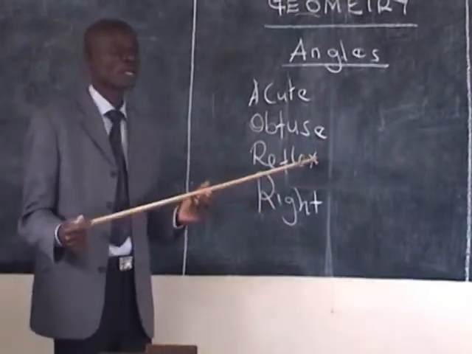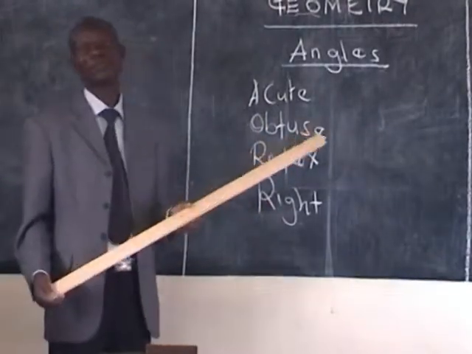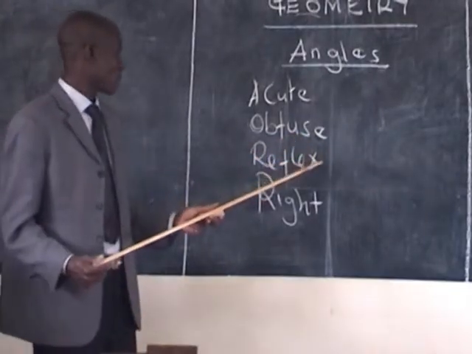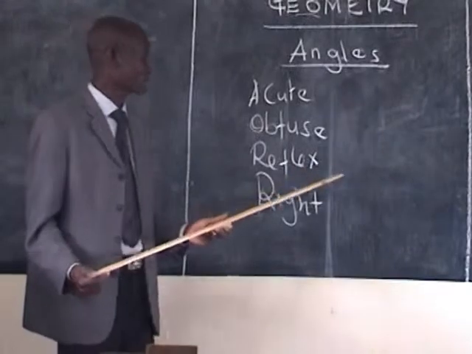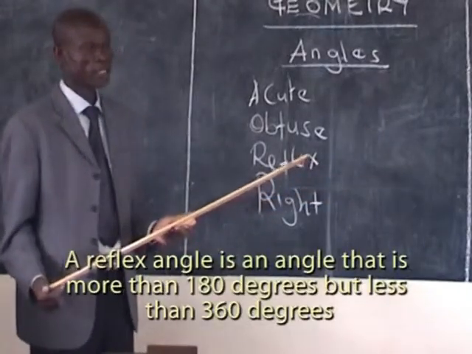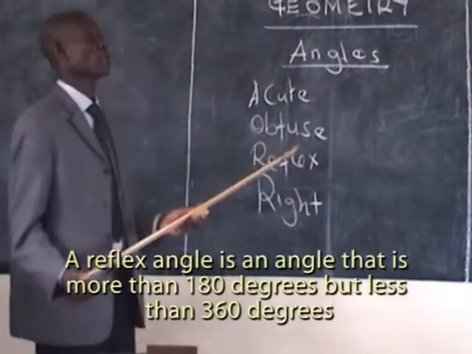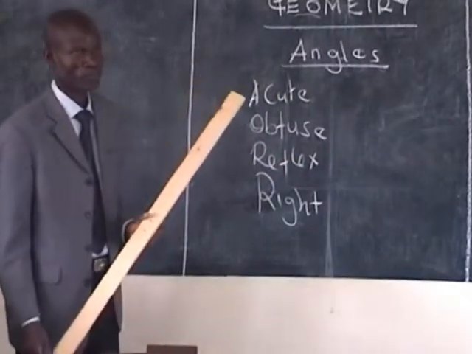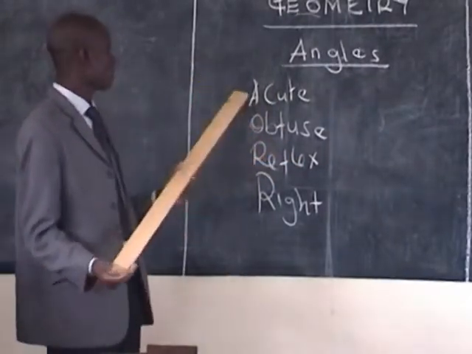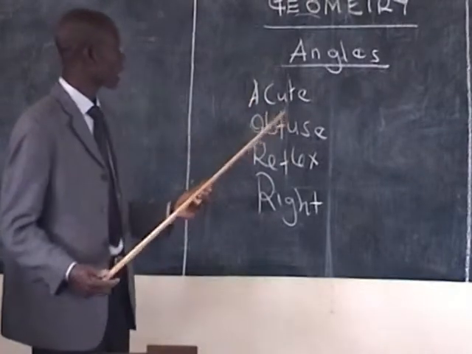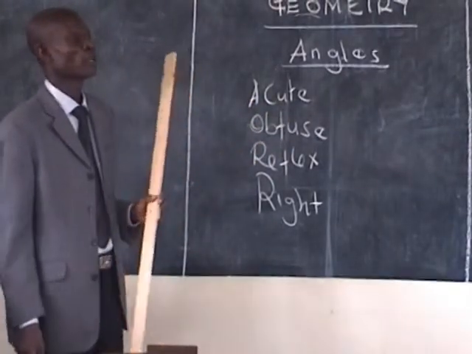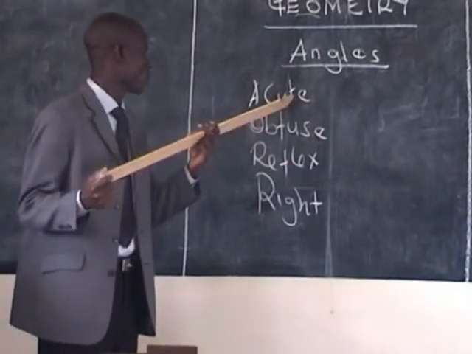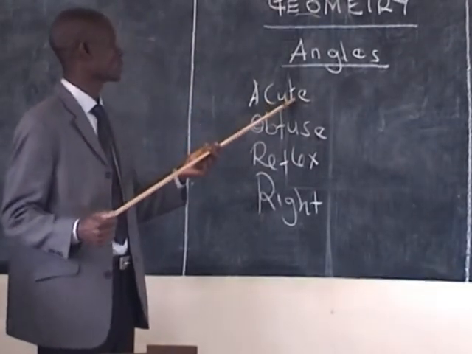And what did we say a reflex angle is? Good. So a reflex angle, as you said, is an angle that is more than 180 degrees, but less than 360 degrees. Now, let us remind ourselves how these angles are supposed to be drawn. To start with, we'll remind ourselves how to draw an acute angle.